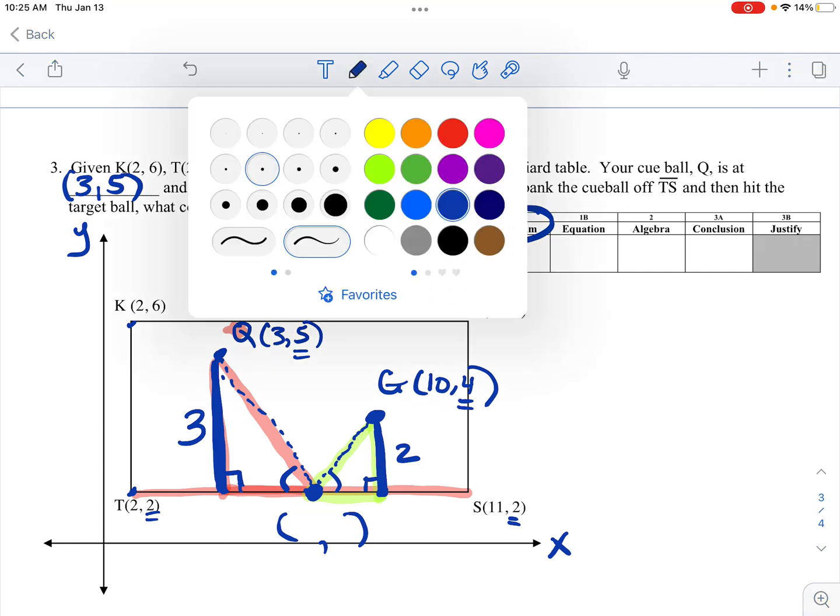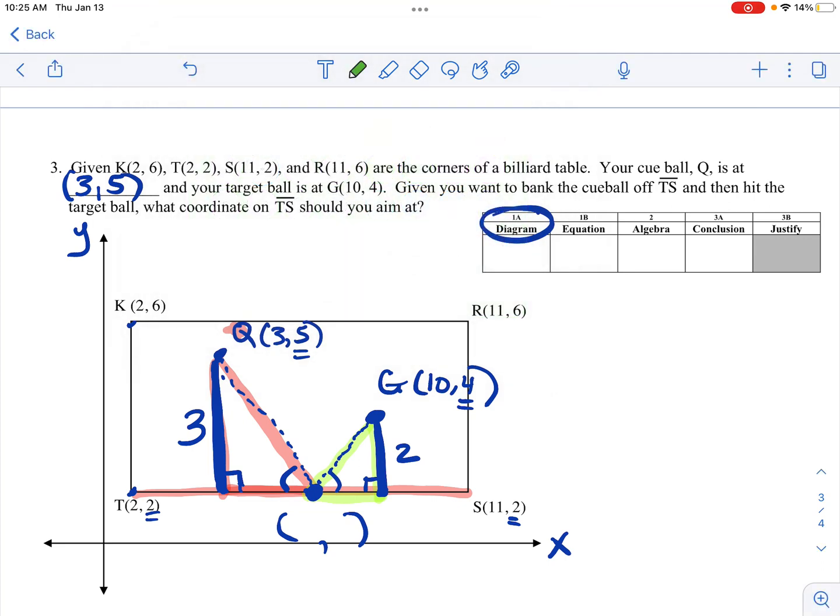The other thing I can figure out is this horizontal distance. This horizontal distance would be from 3 to 10. Again, that's telling me how far apart those 2 points are. I can clearly see that whole distance is 7. Now, you just don't cut that in half. There's no reason why I have to hit it at the midpoint. That's not what we're saying.